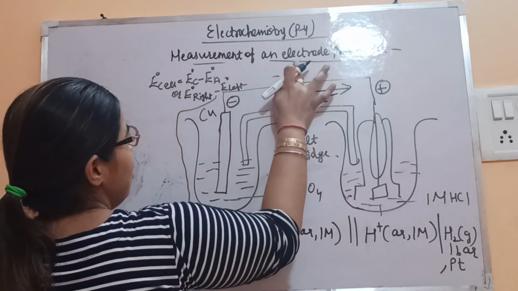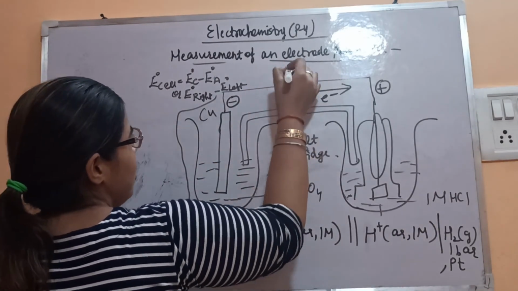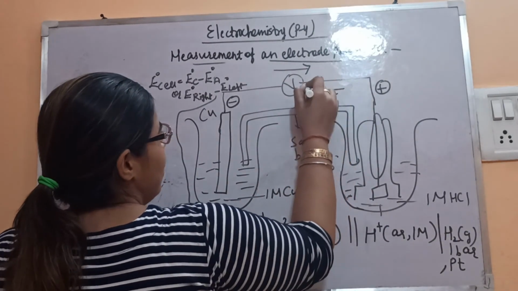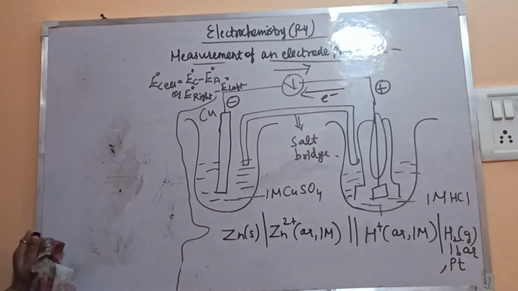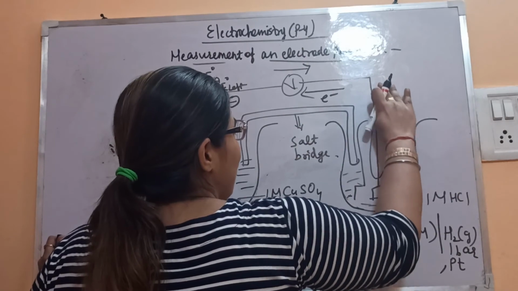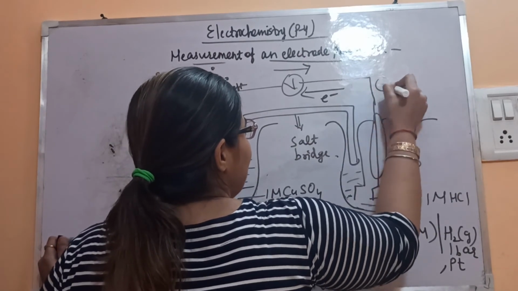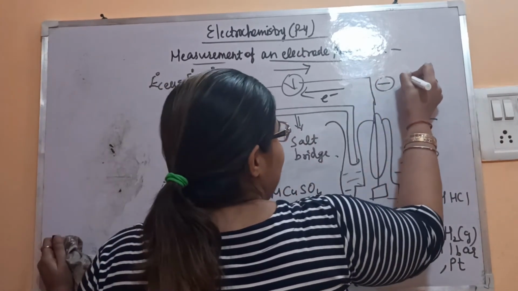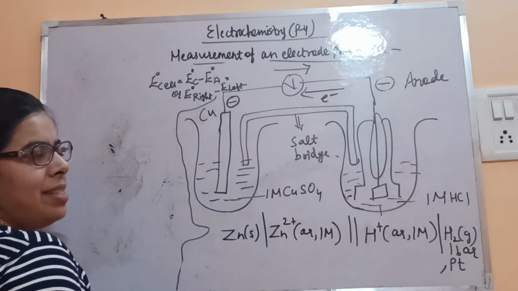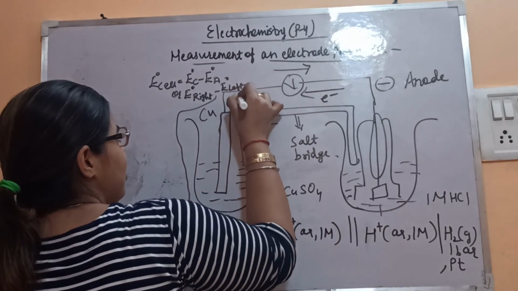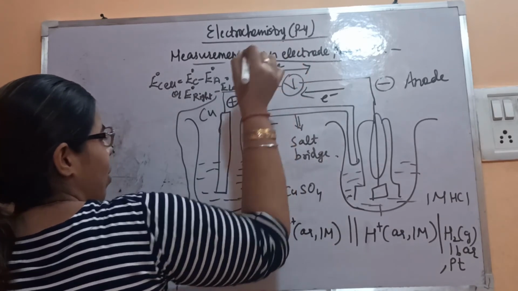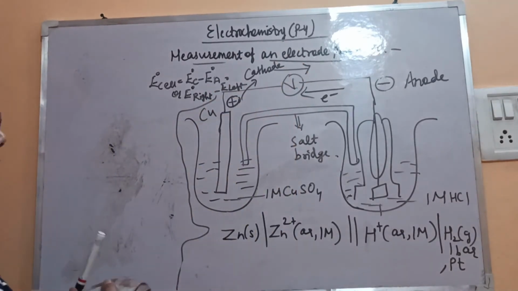Now the deflection we have observed experimentally is towards the hydrogen electrode, and the flow of electrons is from hydrogen to copper. It means here hydrogen is acting as the anode, because the flow of electrons is from this side. So it is the source of electrons, negatively charged, and acting as the anode here. Previously it was acting as the cathode, and here copper is now positively charged and acting as the cathode.